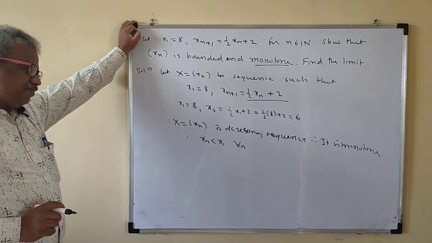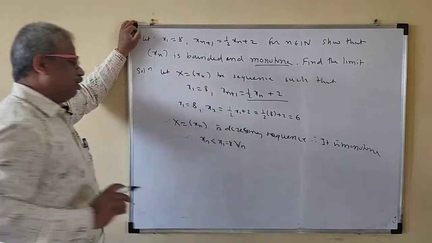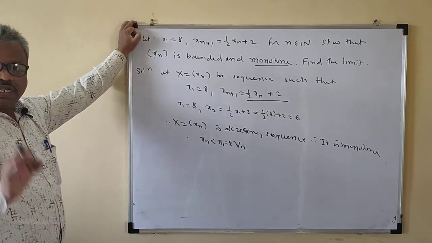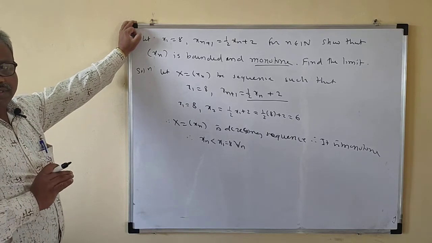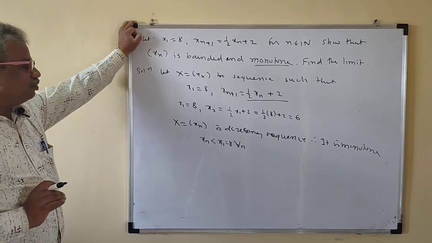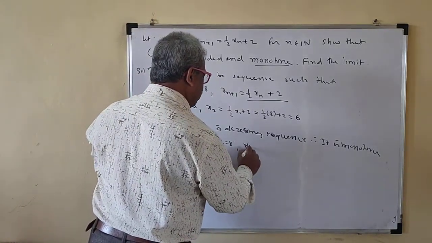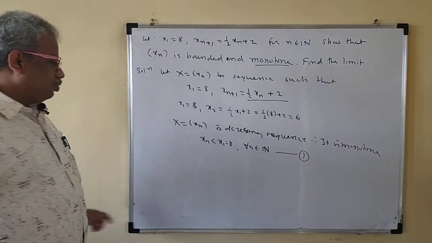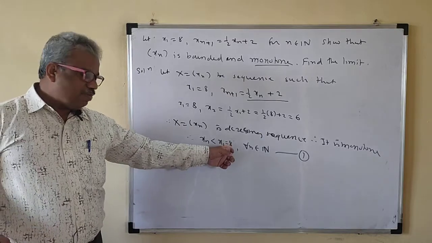If it is decreasing, so x1 is what then? 8. This is 8 now. No need to prove this one, because it is a decreasing sequence. The first term will be the upper bound of this one. Okay, so xn is less than or equal to 8 for all n belongs to N, we call this as 1. Right? So your xn is less than 8 now. So 8 will be the upper bound.